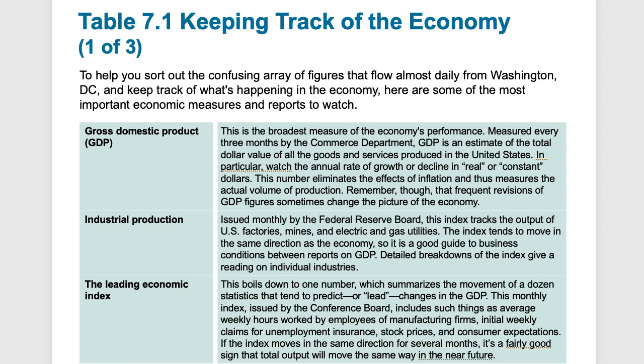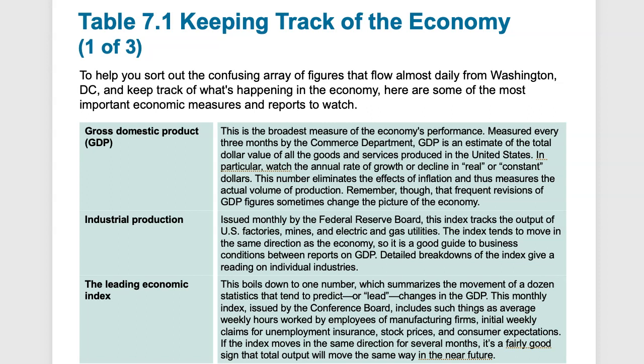And this leads us to the leading economic index. So what we want to know most of all is, we know where the economy is in the past. We want to know where it's going to be in the future. So it's very easy to calculate where the economy has been in the past because we have the data to support that. Moving forward, trying to figure out where the economy is going to be in 3 months and next year or 2 years from now is a lot more difficult. However, we do have the leading economic index.